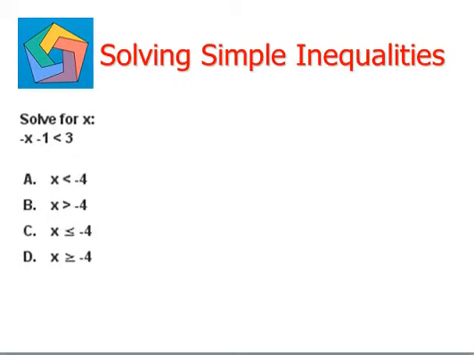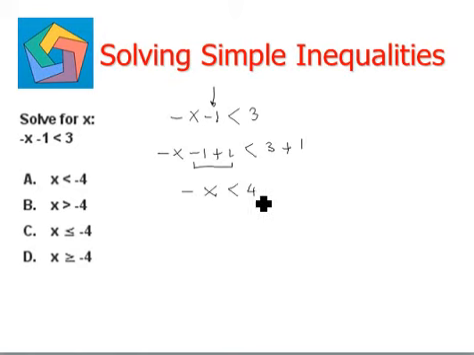For better understanding, let's do the next question. Solve for x and we're given the inequality negative x minus 1 is less than 3. First we make this negative 1 into 0. For that we add 1 to both sides. 3 plus 1. Negative 1 plus 1 is 0. Negative x is less than 4. 3 plus 1 is 4.